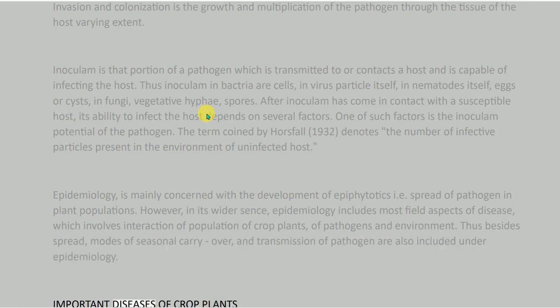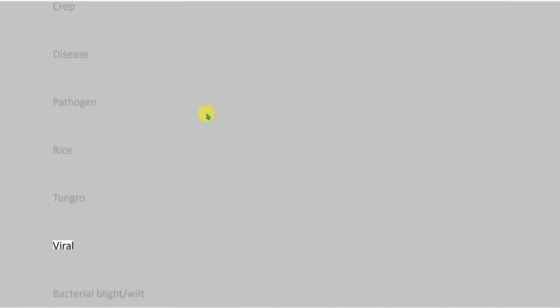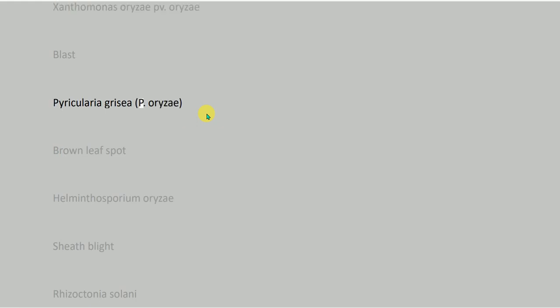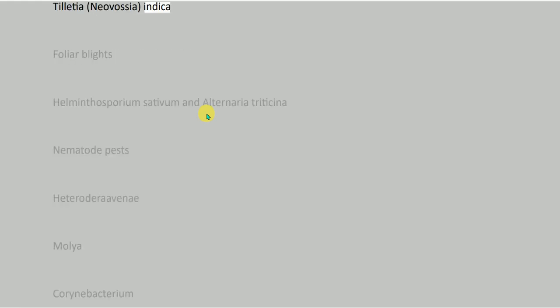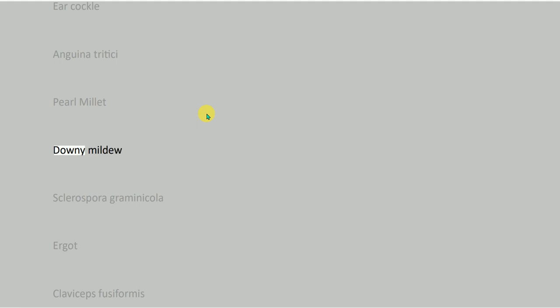Important diseases of crop plants: crop, disease, pathogen. Rice: tungro, viral; bacterial blight, wilt, Xanthomonas oryzae pv. oryzae; blast, Pyricularia grisea, P. oryzae; brown leaf spot, Helminthosporium oryzae; sheath blight, Rhizoctonia solani; false smut, Ustilaginoidea virens; nematodes, pest nematodes. Wheat: rusts, Puccinia graminis f.sp. tritici, P. striiformis f.sp. tritici, P. recondita; smut of wheat, Ustilago segetum var. tritici, U. tritici; Karnal bunt, Tilletia indica, Neovossia indica; foliar blights, Helminthosporium sativum and Alternaria triticina; nematode pests, Heterodera avenae, Meloidogyne, Corynebacterium, Anguina tritici. Pearl millet: downy mildew, Sclerospora graminicola; ergot, Claviceps fusiformis.